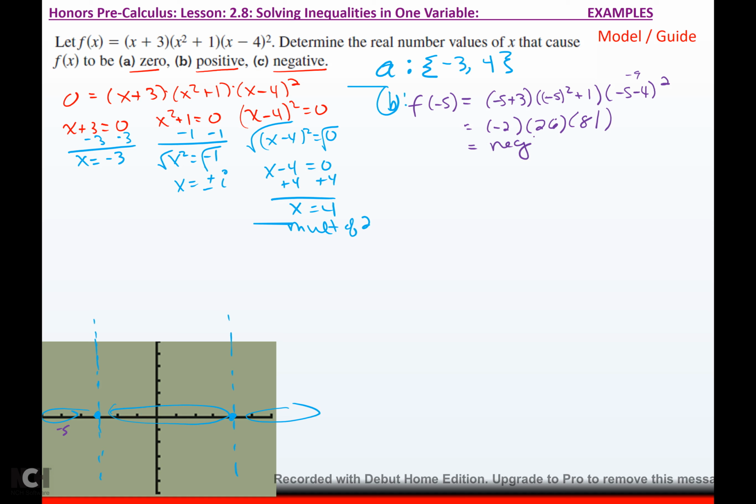I mean, you can get the actual number if you want to. It will be -2 times 26 times 81. Hold on. -2 times 26 times 81, you get -4,212. So at -5, this thing is down at -4,212. Obviously, it's negative. So what we say is this section of number line is negative. Okay? So if I was describing that from negative infinity to get my, oops, I'm not doing positives.